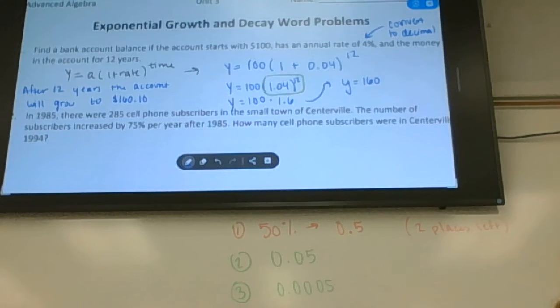Anyway, the number of subscribers increased 75%. That's a really, really quick increase after 1985. How many cell phone subscribers were in Centerville by 1994?